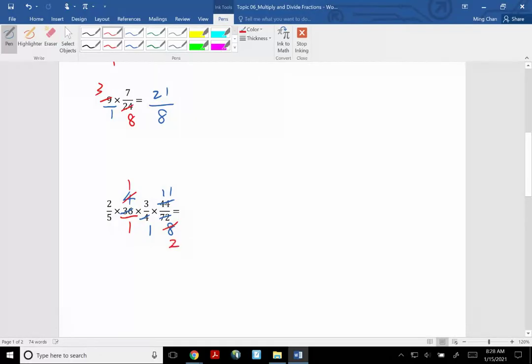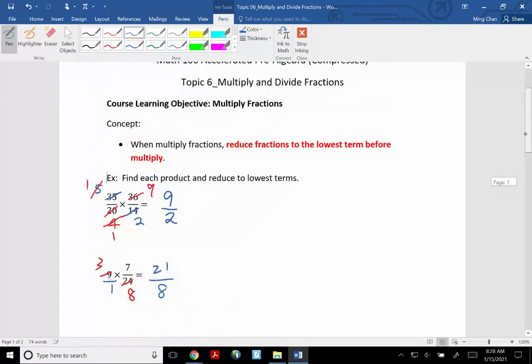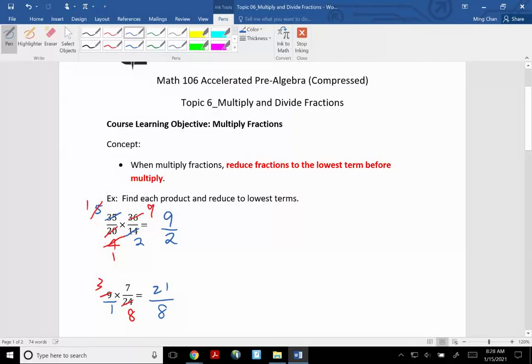Oh, look, 2 right here, 2 on the top right here, reduce them by 2, so that'll be 1 and 1. So now the only numbers left are 3 and 11 on top, and 5 in the bottom. They cannot be reduced any further, so multiply them side by side. 3 times 11 is 33, over 5 times 1 is 5. So with multiplication of fractions, we always reduce first, then we multiply.